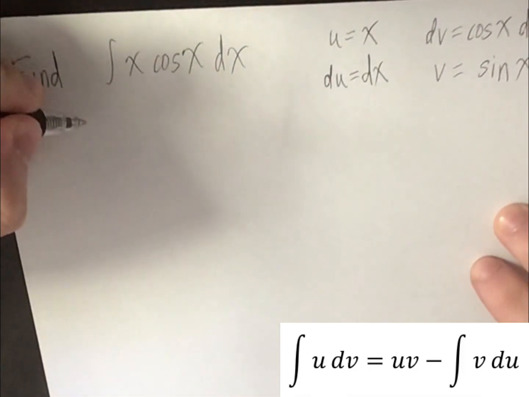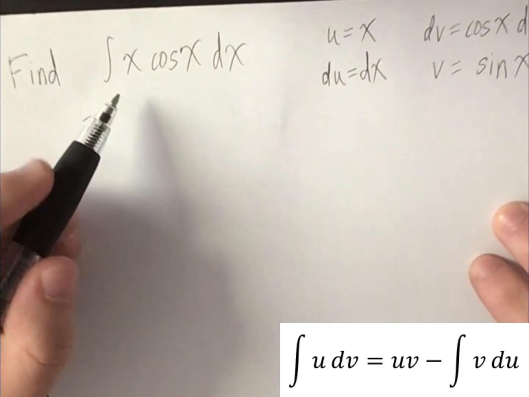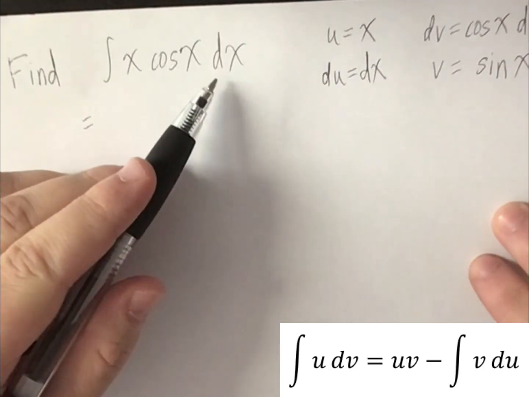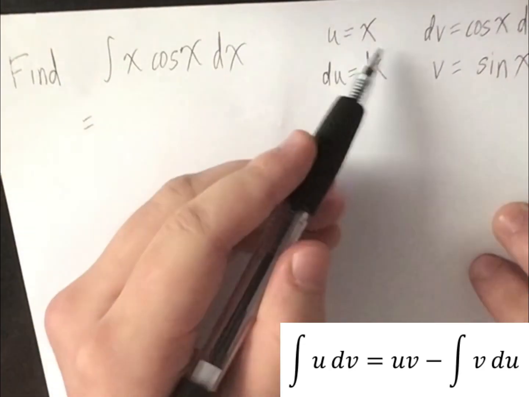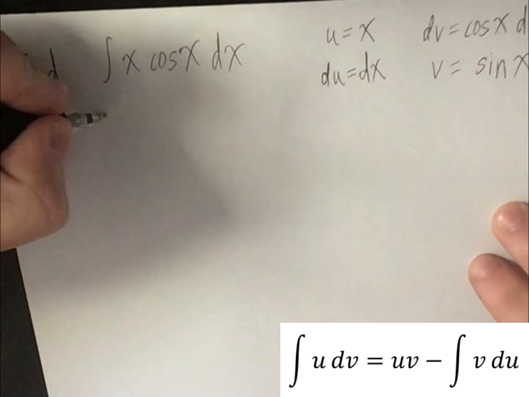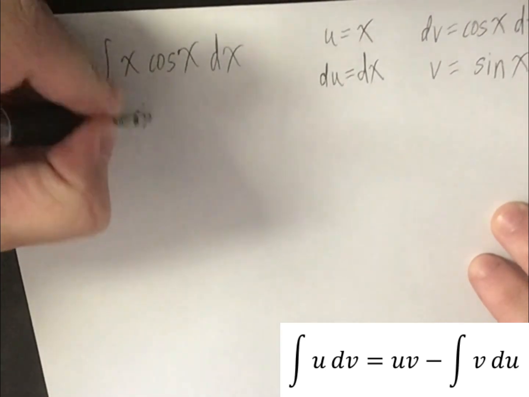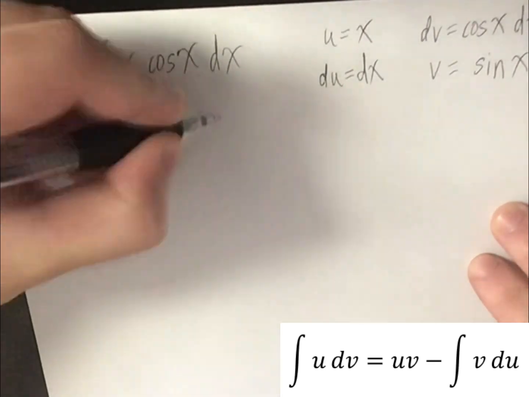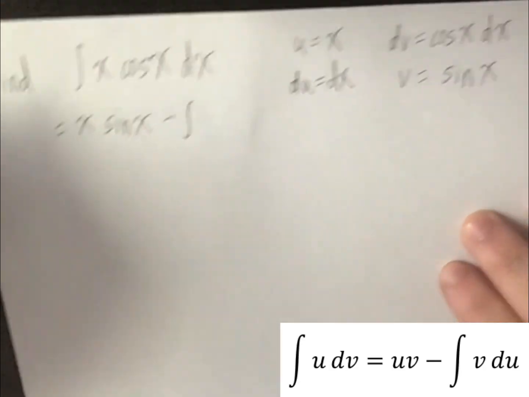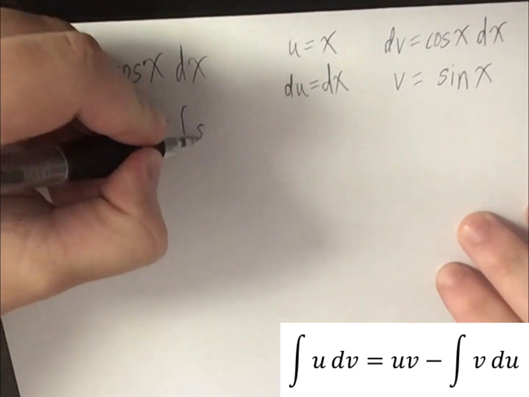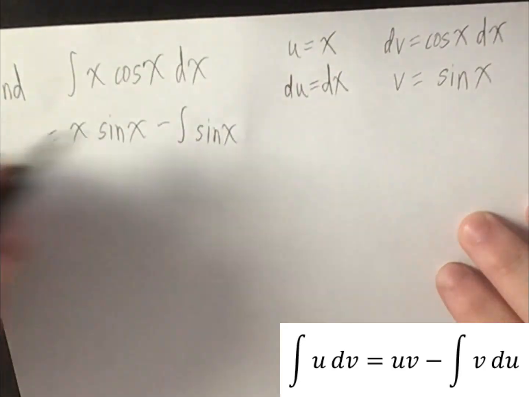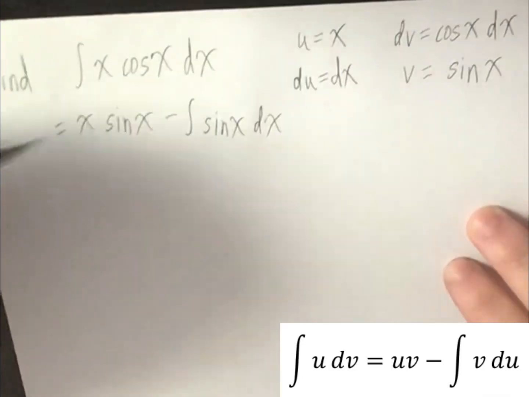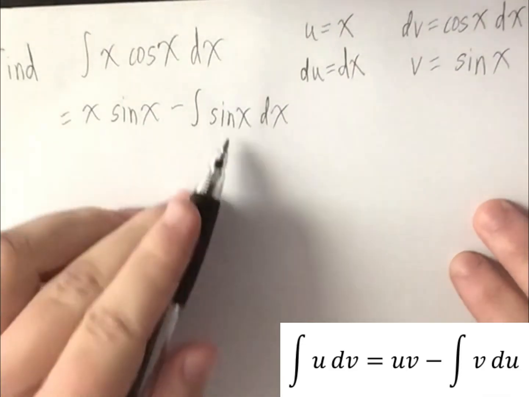You just use the formula. If you remember, it says the integral of u dv equals uv minus the integral of v du. So you write these two. uv is x sine x, and then minus the integral of v du. So v is this one, sine of x, and du is just dx. And now the integral is very straightforward.